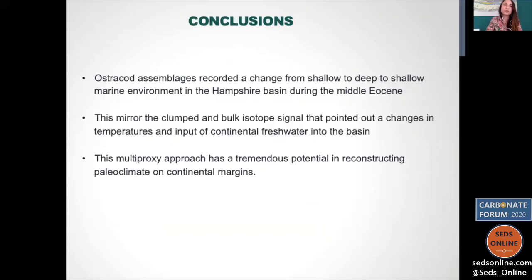So to conclude, the ostracod assemblages recorded a change from shallow to deep to shallow marine environment in the Hampshire Basin during the Middle Eocene. These mirror the clumped and bulk isotope signal that point out changes in temperature and input of continental freshwater into the basin. And in general, this multiproxy approach has a tremendous potential in reconstructing paleoclimate and continental margins. Thank you.